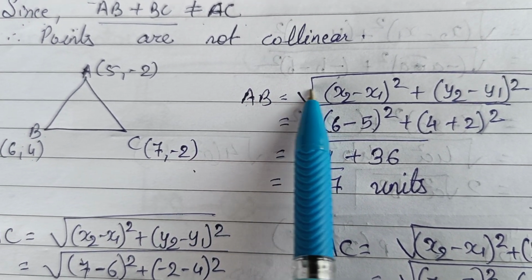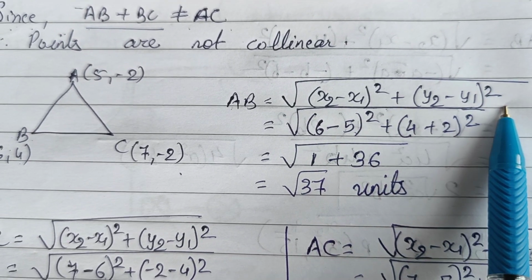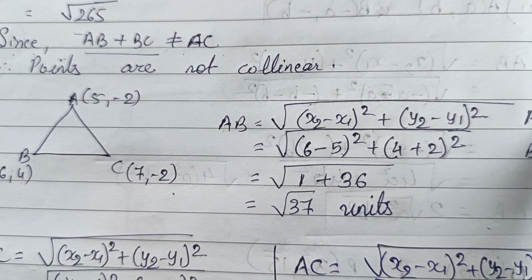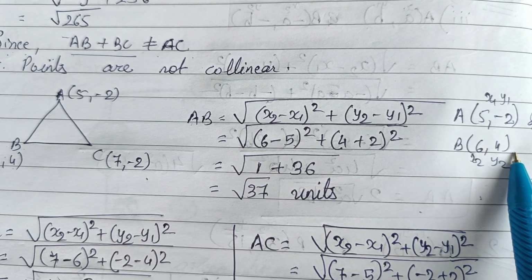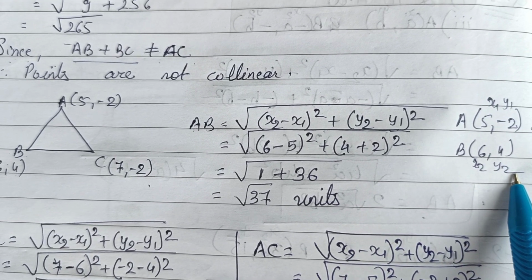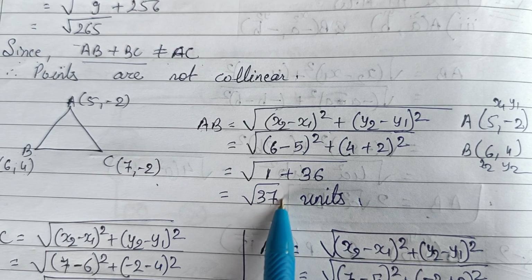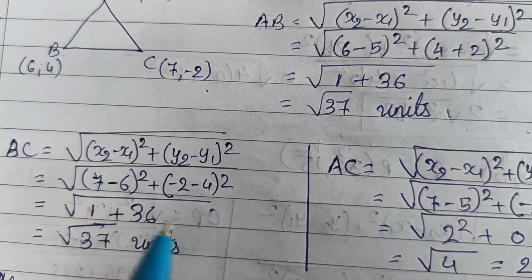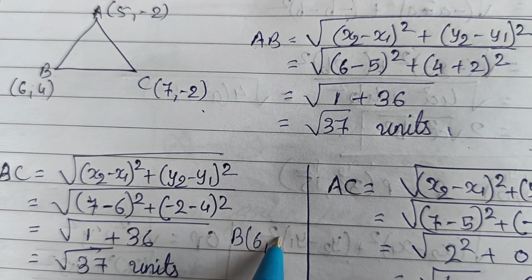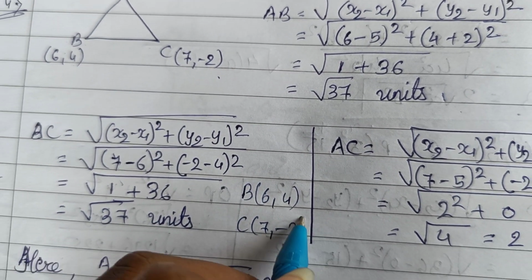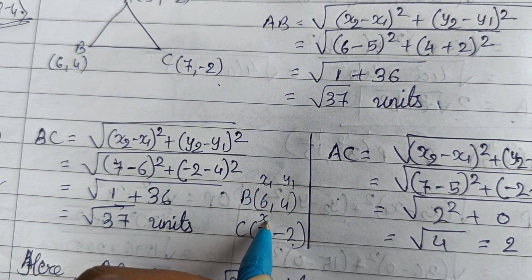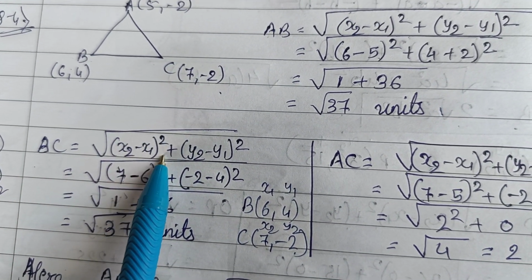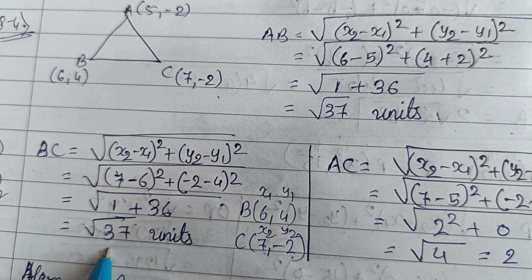Now see, AB is the square root of (x2 minus x1) the whole square plus (y2 minus y1) the whole square. So find out first for AB, then go for BC and then for AC. First, A point will be (5, -2) and B point will be (6, 4). So this is your x1, y1 and B point will be your x2, y2. Substitute it in the formula, you will get root 37 units as your answer. Then again in the same way for BC. Your point B will be (6, 4) and C will be (7, -2). So this will be your x1, y1 and this will be your x2, y2. Now BC is equal to the square root of (x2 minus x1) the whole square. Again with the same formula, substitute and find out the answer.